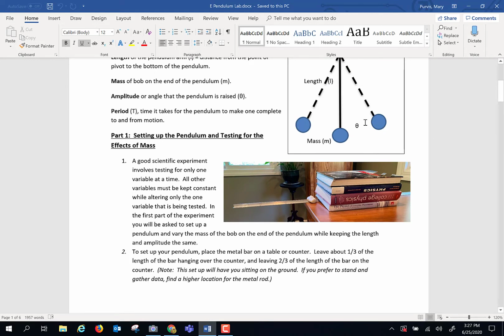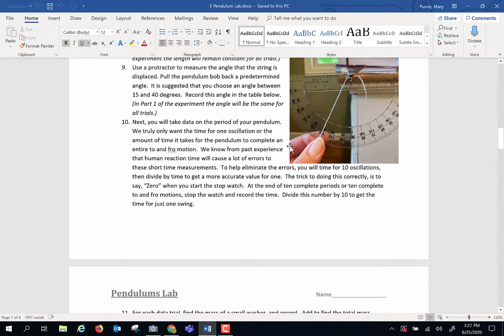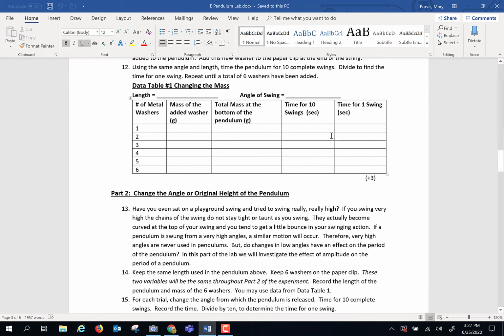So 1, 2, 3, 4, and then you're going to do that. And when you've gone 10, you're going to hit the stopwatch and stop. Now, the trick to doing that well is when you start the stopwatch, say 0, 1, 2, 3, 10, stop. And then when you take that time for 10 swings, divide by 10, you will have an accurate time for 1 swing. Most common error in doing this lab is not counting correctly. So take time to make sure you understand how to count to 10.